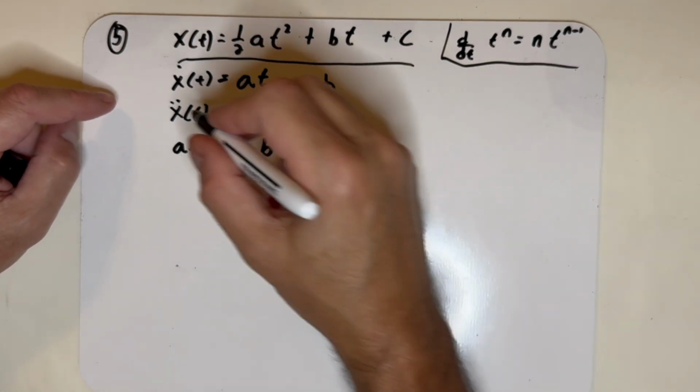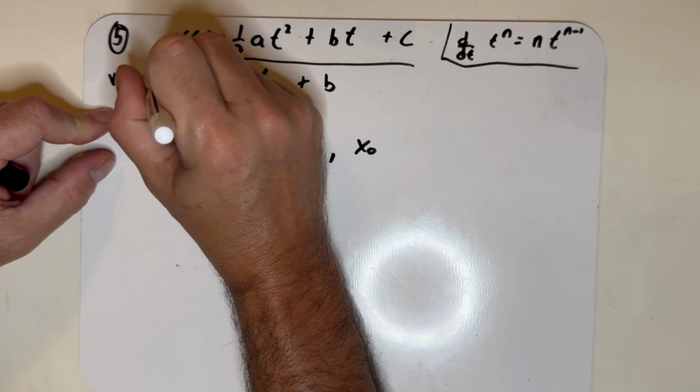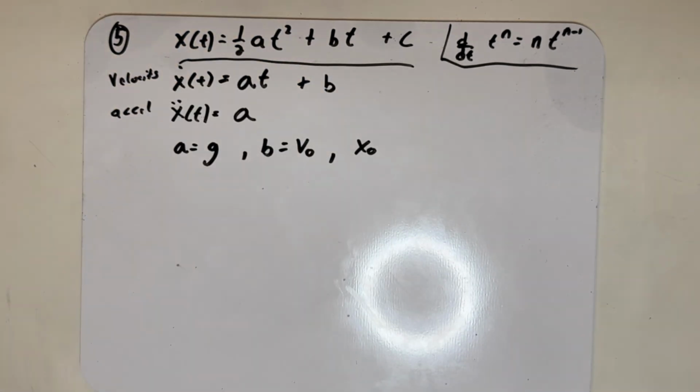And then we interpret, of course, x dot. This is just the velocity equation. And x double dot is just the acceleration equation. And that's pretty much all I was looking for in that problem.